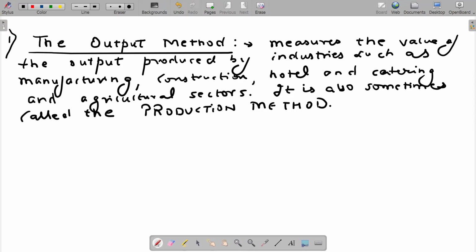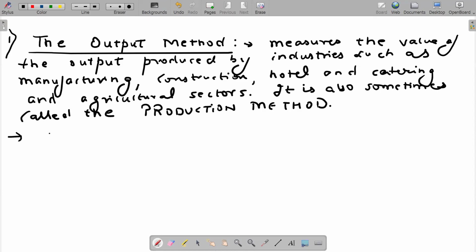Now the important point to understand is when you are measuring GDP using the output method, you must take into account only the final good. If you are taking into account intermediate goods, that can lead to a problem of double counting, because the value of the intermediate good is automatically included in the final. So intermediate inputs should not be included. So let me make our students write a point on this.